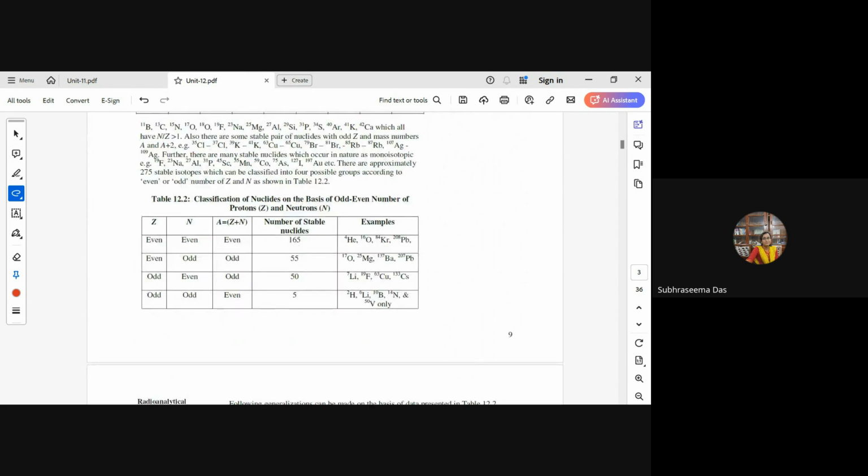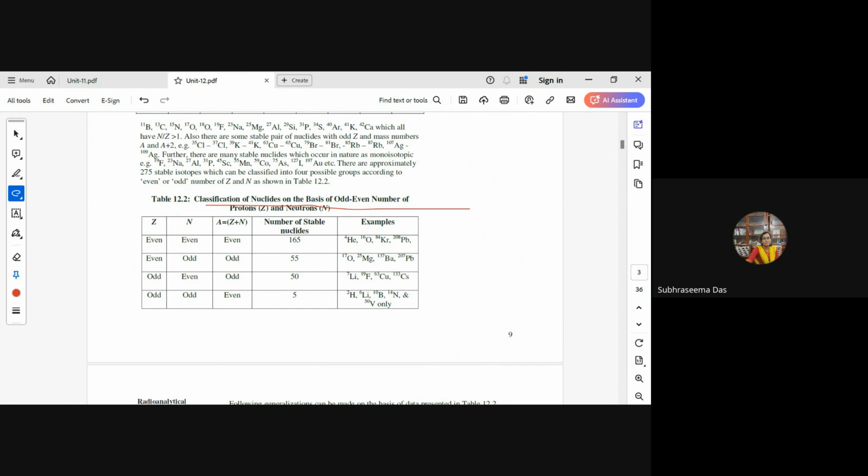So figure 12.2 represents the classification of nuclides based on the odd or even number of Z and N, where Z represents the number of protons and N represents the number of neutrons. If Z is even and N is even, then A, the sum of Z plus N, is even. The number of stable nuclides here is 165. Examples given here are helium-4, oxygen-16, krypton-84, etc.